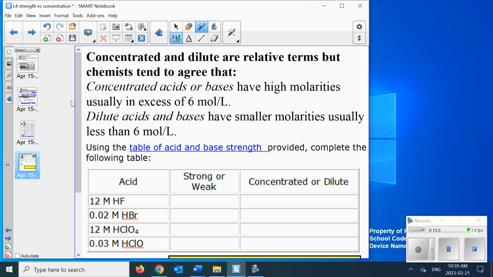So concentrated and dilute are relative terms. There's no magic number, but generally, something that's concentrated is usually bigger than 6. What if it's 6? Well, it depends. Dilute acids are generally smaller than 6. Okay? Can you write this down? If I say it's a very concentrated acid, that's greater than 6, dilute, less than 6. And I'm not going to trick you to put down 6.